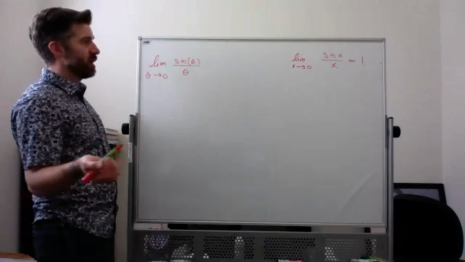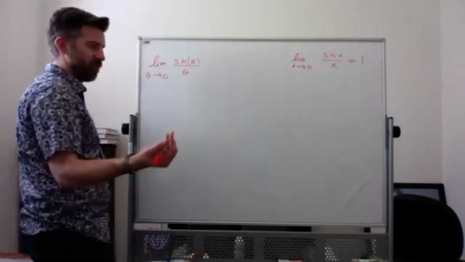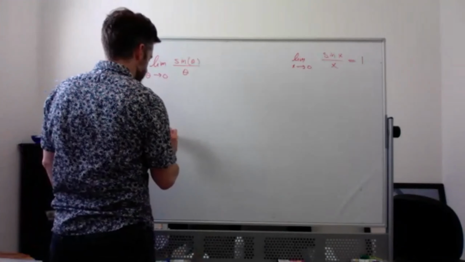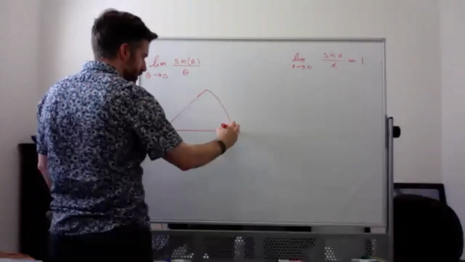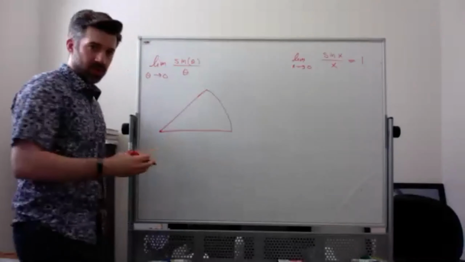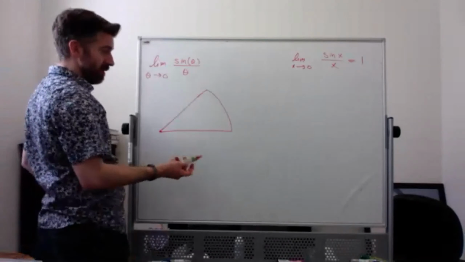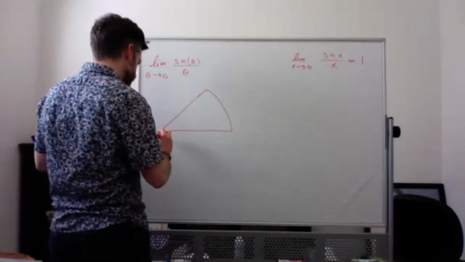So here's the way we set this up. We're going to use the squeeze theorem, but we have to work hard to get there. So we're actually going to draw this. This is a sector of a unit circle, or as I like to think of it, a slice of pie. It's a slice of pie of a unit circle, meaning the radius is 1. So this length here is 1.